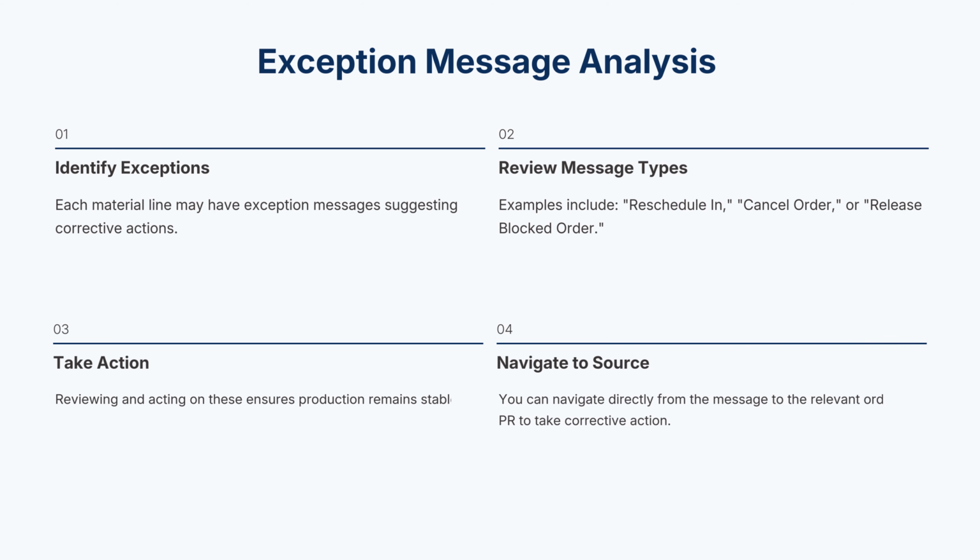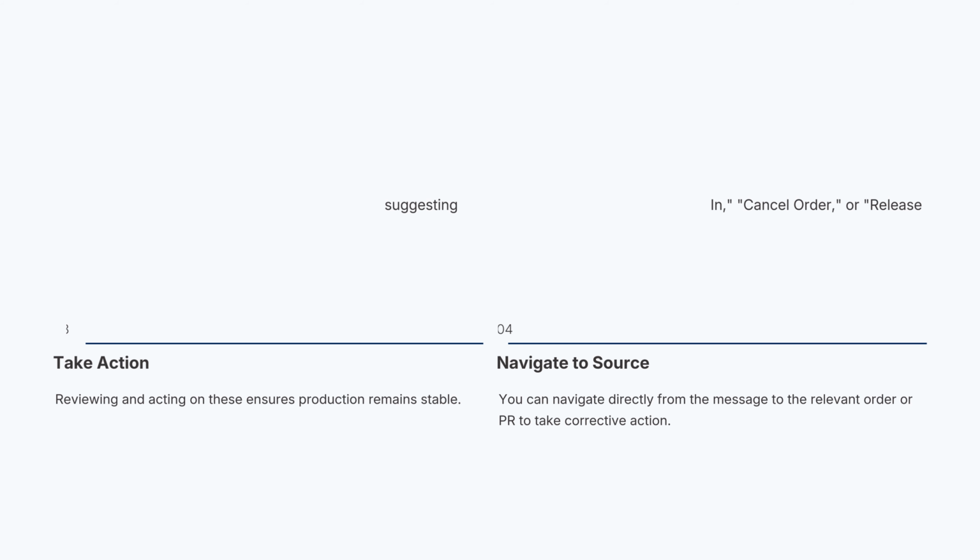Exception Message Analysis. MRP generates exception messages to guide planners. They may indicate early or late deliveries, cancellation needs, or rescheduling opportunities. Each message includes a recommendation, such as reschedule in or cancel order. Planners can act immediately by drilling into the linked document, ensuring proactive issue resolution.